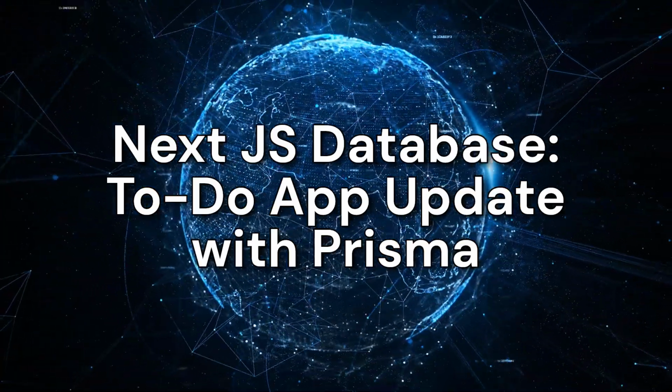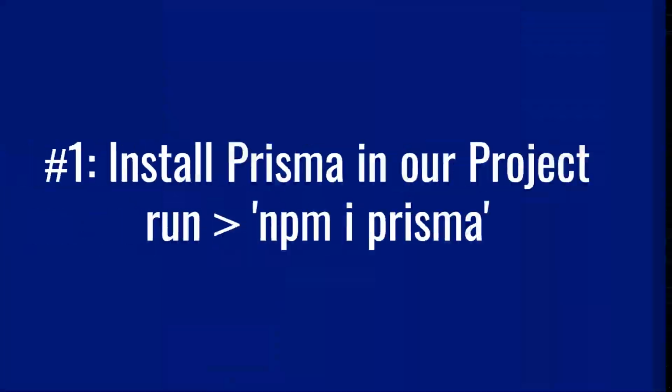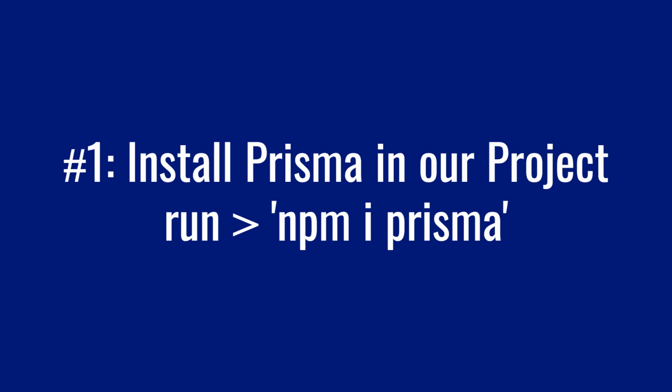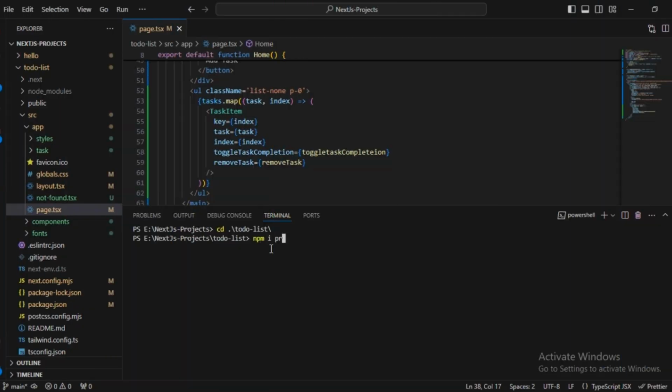This one is a little special. Today we will add database storage to our existing to-do app. We will use an npm package known as Prisma. First, go to your project directory in terminal. Then type npm install prisma. This will install the package in our project.